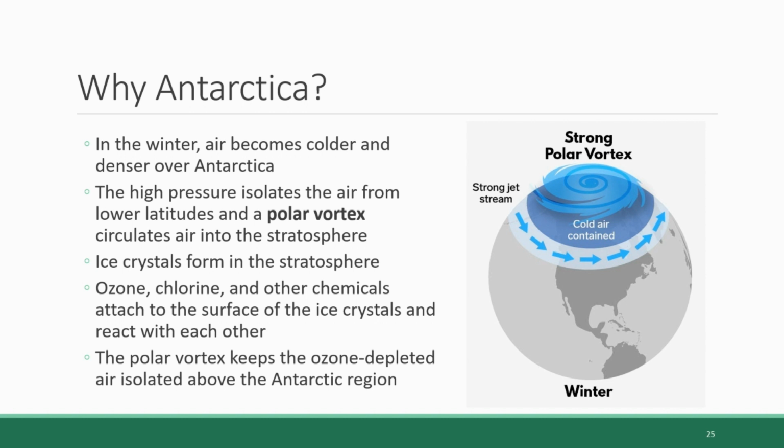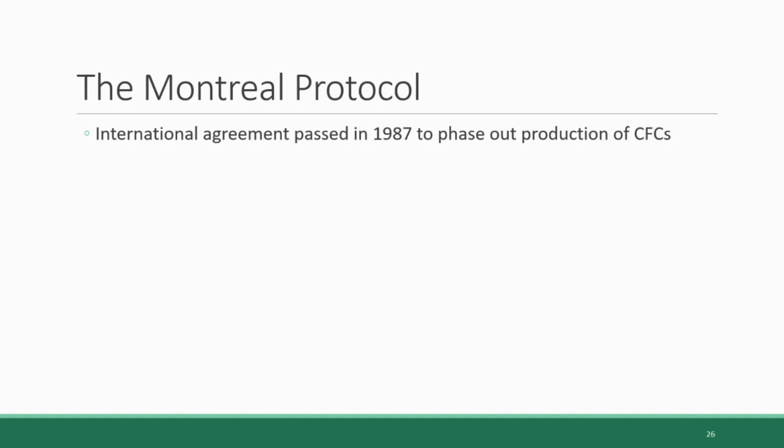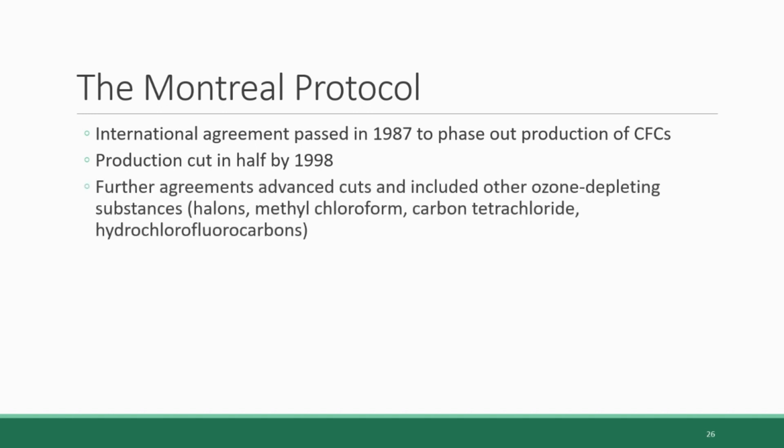So, recognizing the threat and knowing what was at stake, the international community banded together and passed this treaty called the Montreal Protocol in 1987. And the Montreal Protocol was a plan to phase out production of CFCs, and it had nations agree to cut CFC production in half by the year 1998. There have been several follow up agreements since the original 1987 treaty that focused on advancing more cuts and also including other ozone depleting chemicals in the treaty, such as halons, methylchloroform, carbon tetrachloride, and hydrochlorofluorocarbons.